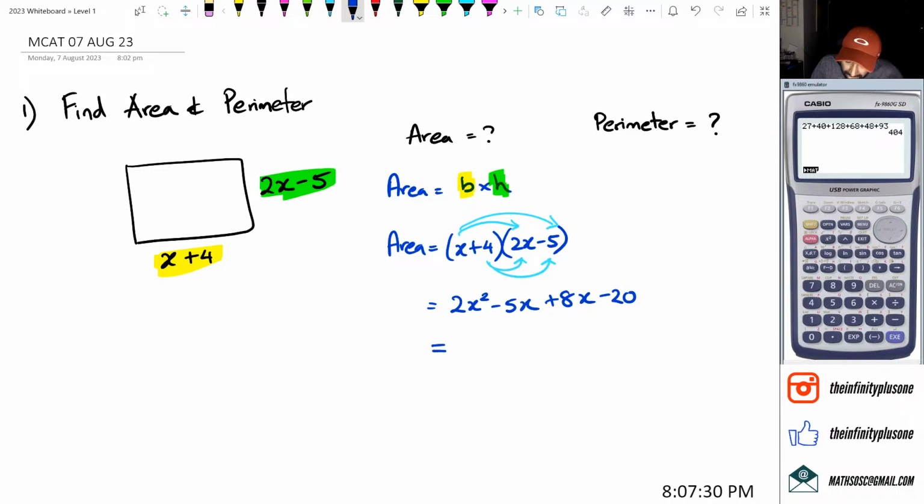So simplifying this means you have to combine these two terms. Now if you leave your final answer at anything before this point, it's not simplified, and therefore you might not actually get the full grades for this question. So we're going to get 2x squared plus 3x minus 20 as the area.